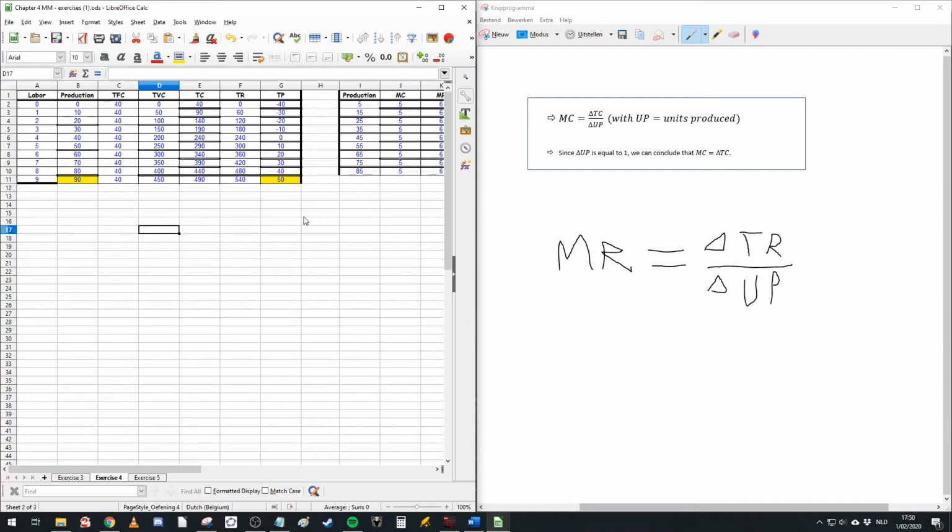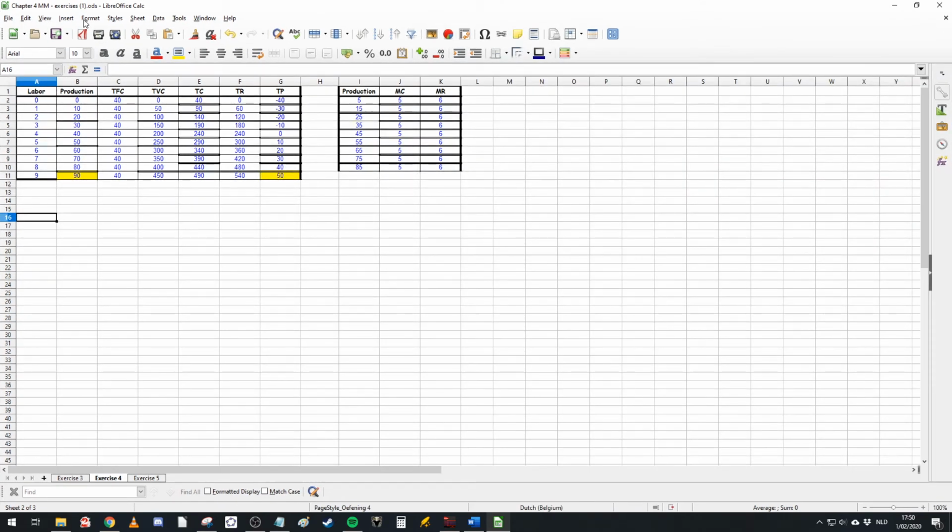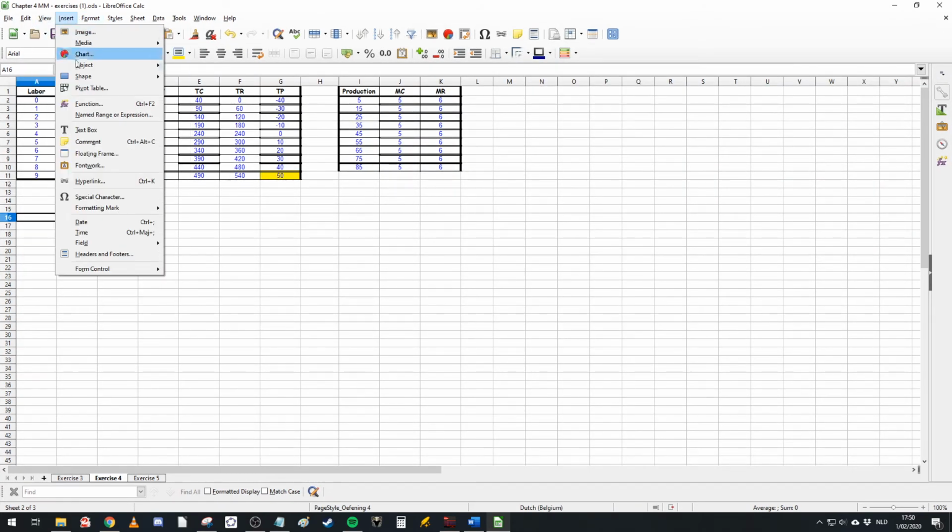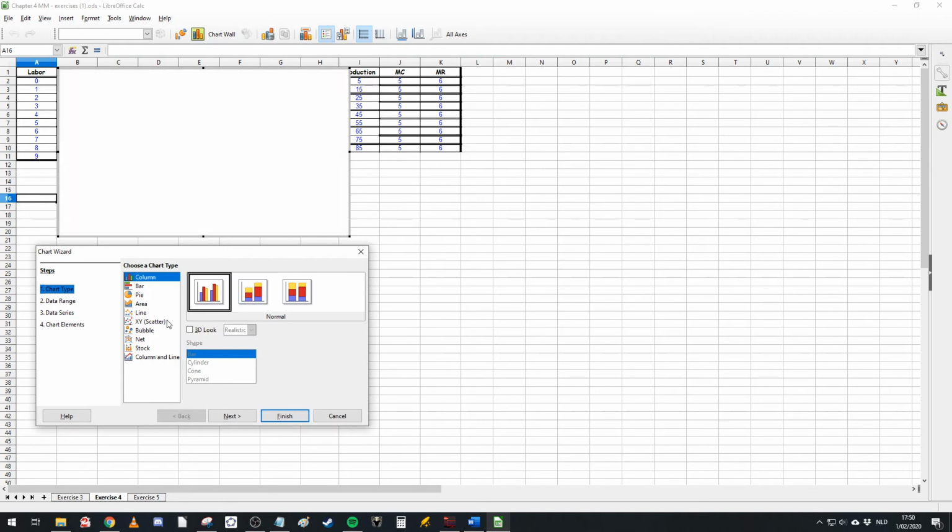Now, we're going to draw these graphs, right? So I will use my full screen right now. I will press insert. I will go to chart. As always, we will look for the XY scatter plot.